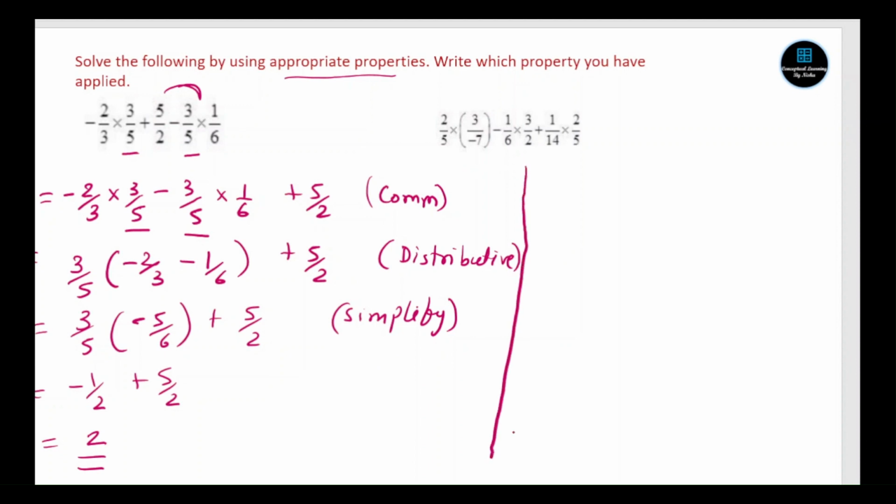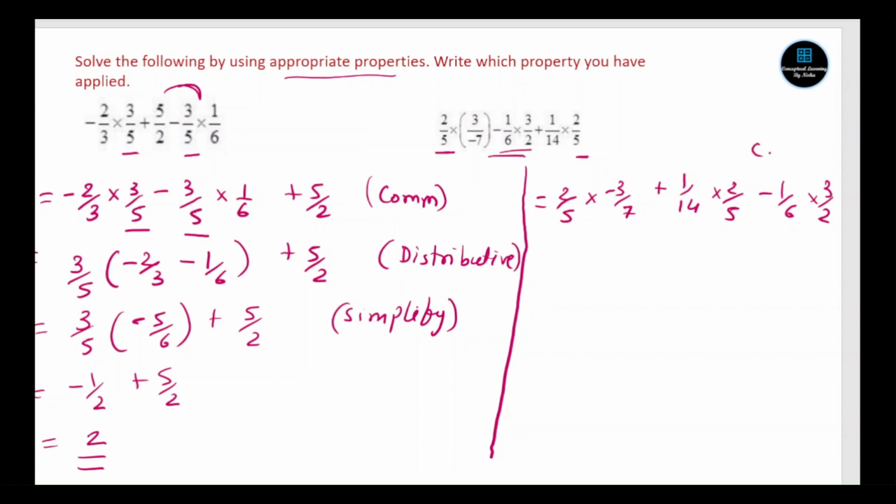Okay. Now let's solve the second one. So again, if I observe the numbers, here 2 over 5 is there, 2 over 5 is there. Correct? So what I'll do, I'll use the commutative property first and write them. 2 over 5 times negative 3 over 7 I'll write. Then plus 1 over 14 times 2 over 5 I'll write. And then this remaining number, minus 1/6 times 3 over 2.